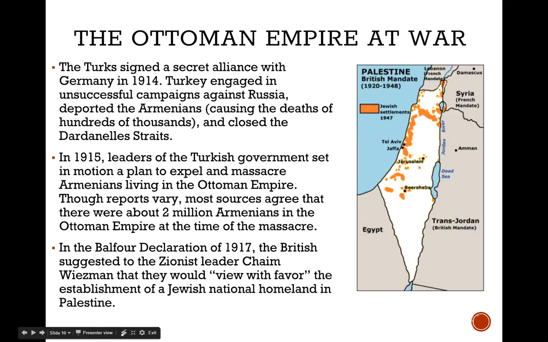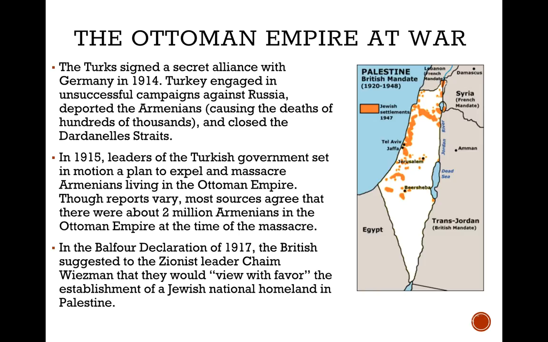The Ottoman Empire would join the war. The Turks signed a secret alliance with Germany in 1914. Turkey engaged in unsuccessful campaigns against Russia, deported the Armenians as well, which caused the death of hundreds of thousands, and closed the Dardanelles Strait. When they failed to open the strait by force, the British tried to subvert the Ottoman Empire from within by promising Emir Hussein ibn Ali of Mecca a kingdom of his own if he would lead a revolt against the Turks, which he did in 1917.